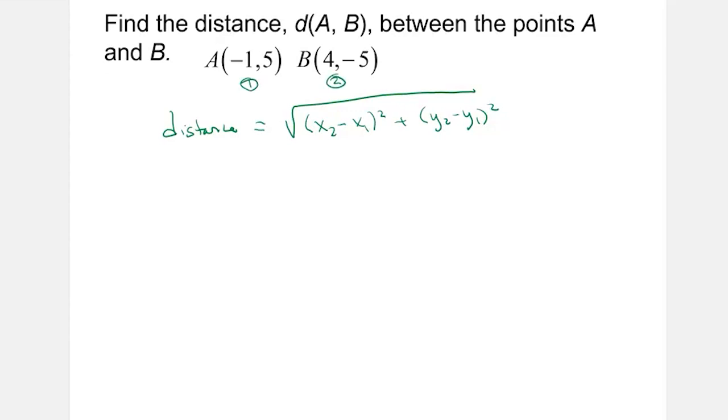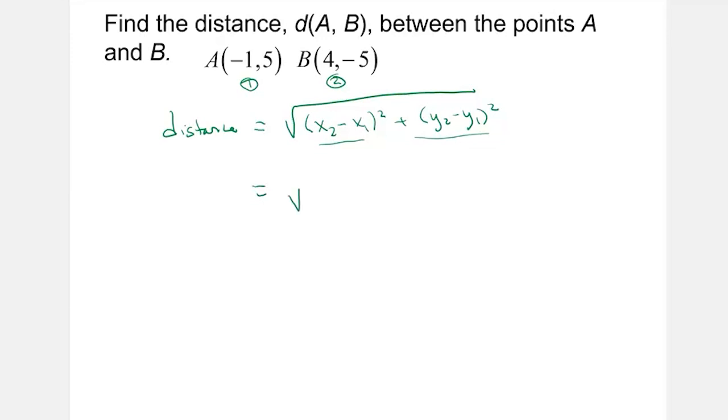Then x1 is -1 and x2 is 4. I could change it and make it the opposite, because the only thing that's going to happen is I'm going to get a negative number, but when I square it, which I'm going to do for both of these values, it's going to turn positive anyway. So again, it doesn't matter.